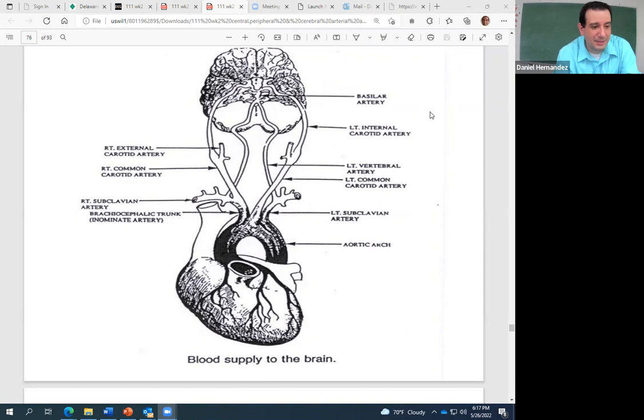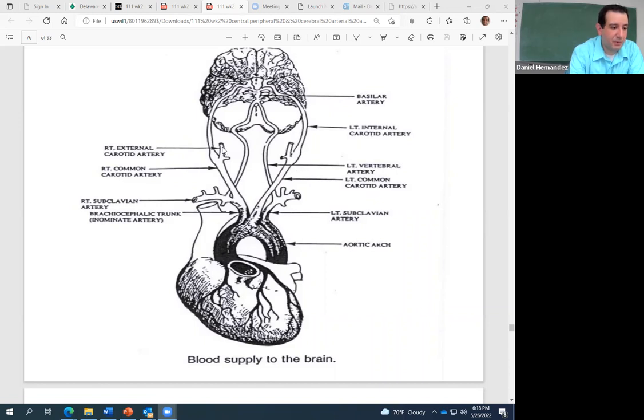Anyway, this is an image I want you to familiarize yourself with, showing the circulation or perfusion to the brain. Like I said, innominate, left common carotid, left subclavian, those are your three branches off the aortic arch. The brachiocephalic or innominate bifurcates into the right common carotid and the right subclavian. The right common carotid will ultimately give rise to the right internal carotid artery. This is the right ICA going to the anterior portion of the brain.